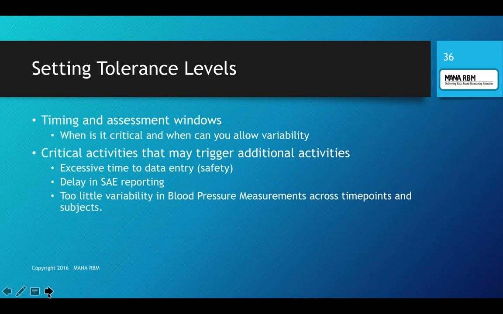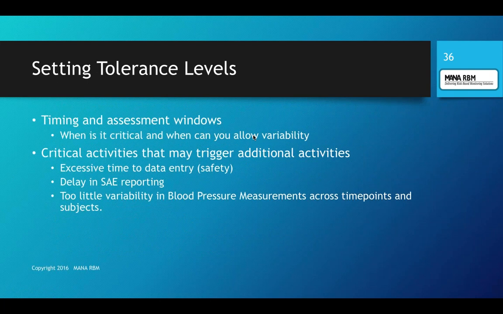So one of the things that you want to do is think about things. One of the places that you see a lot of deviations, everybody does, is in timing and assessment windows. So when is it critical? When are those windows critical? And when can you allow variability? So this also goes back to your protocol design.